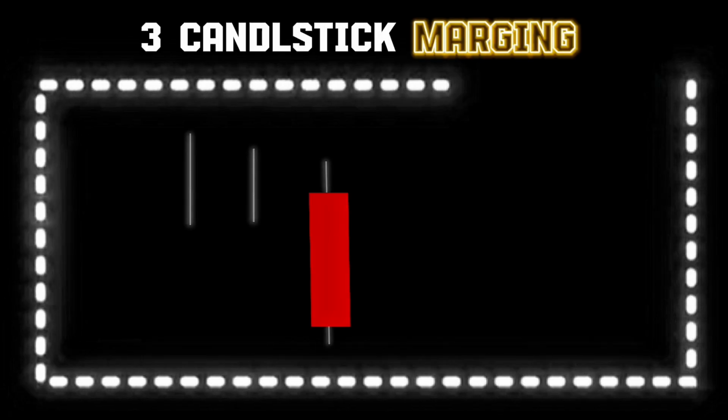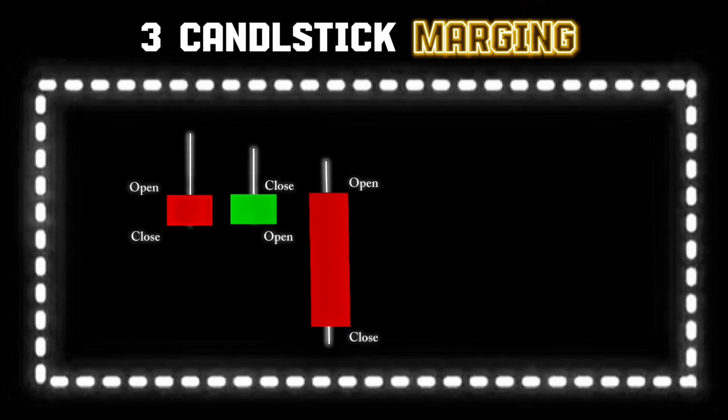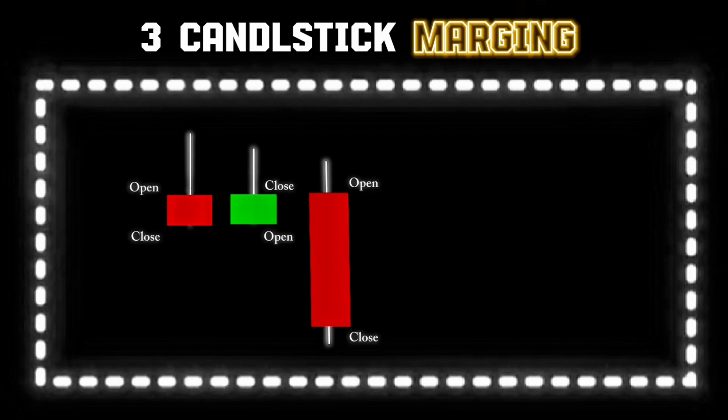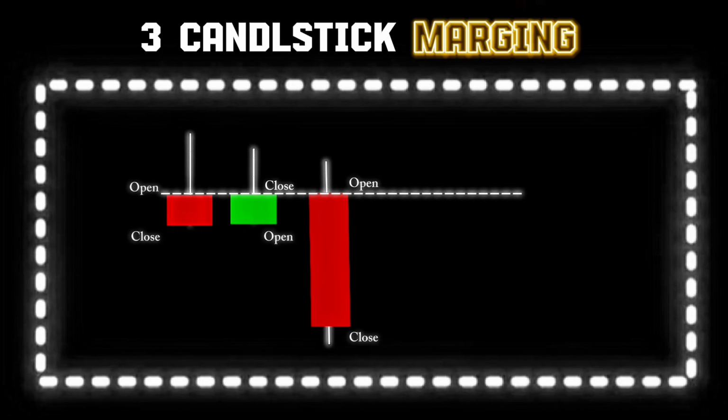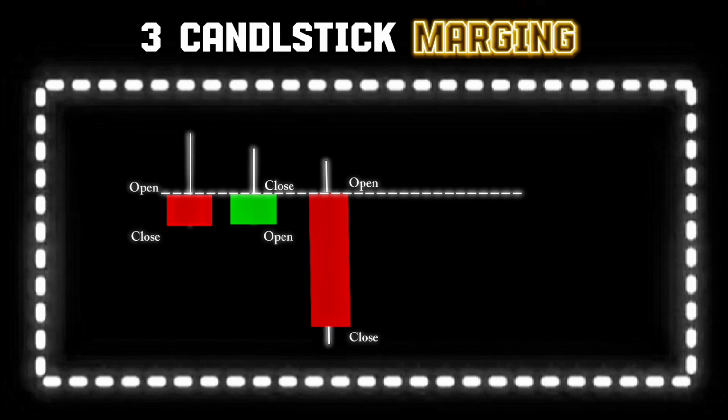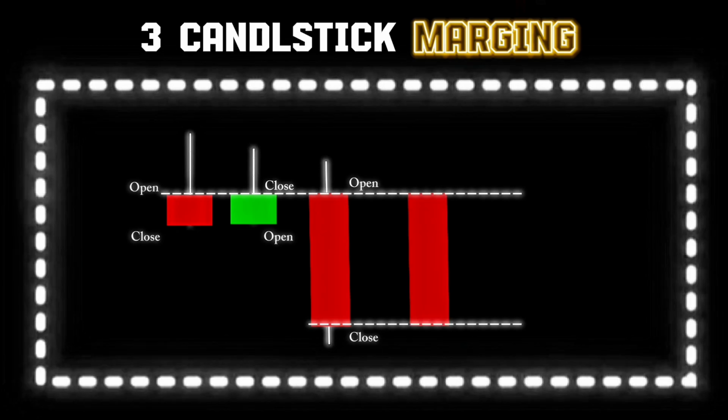Now let's merge 3 candles together. Look carefully. Whenever you want to merge multiple candles, the first step is always marking. So first, mark the open of the very first candle. Next, mark the close of the very last candle. This will give you the body of the merged candle.